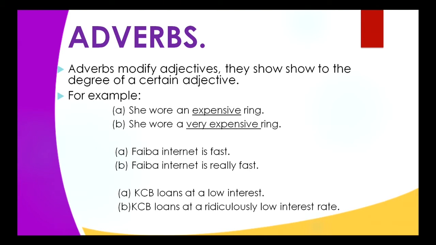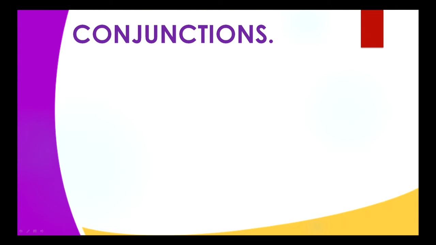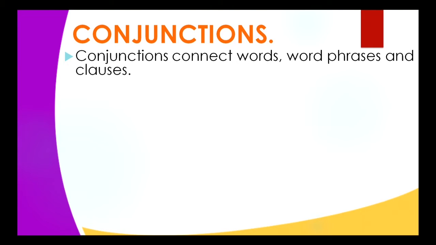Let's move on. Let's continue and look at other parts of speech. We have conjunctions. When you look at that word, it gives you an idea. Junction. Maybe there's some joining or some sort of linking. So, the word suggests that conjunctions connect words, word phrases, and clauses. How? Let's see.